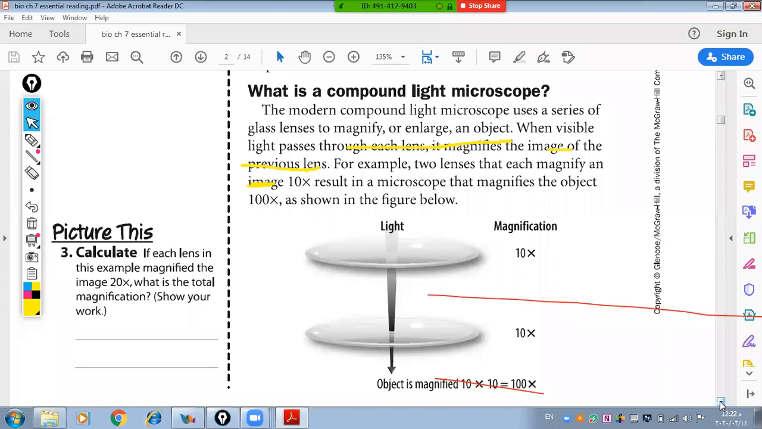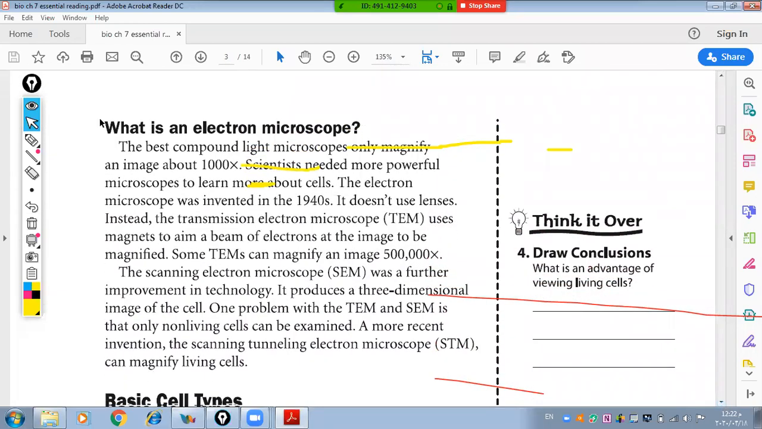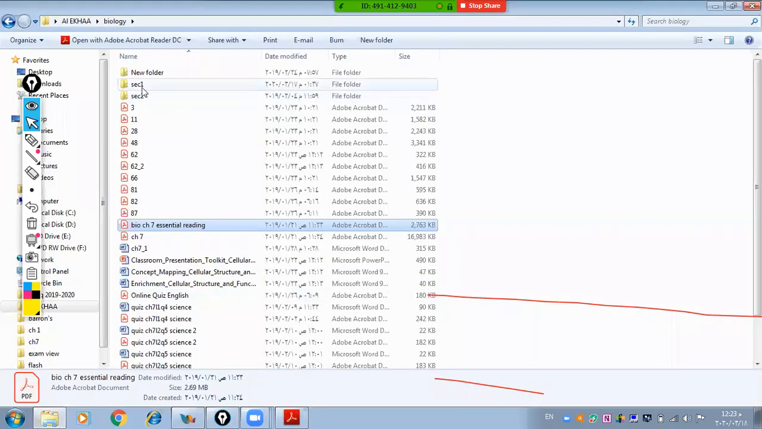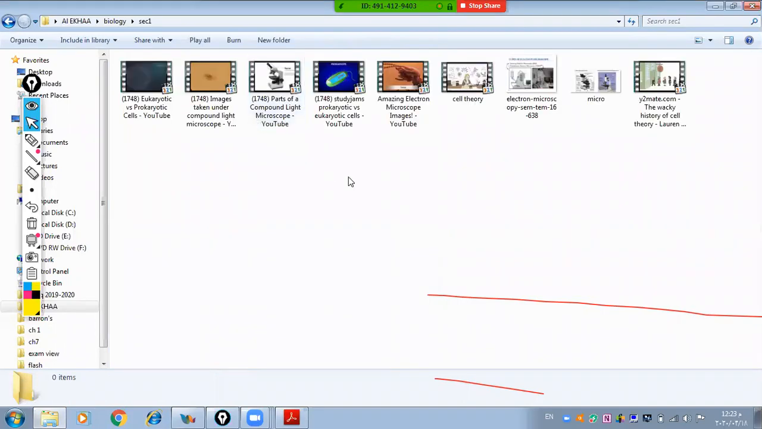Okay. So does everyone have any question about the light compound microscope? Okay. Now move to the electron microscope. But before we start the electron microscope, I will show you a video about different images that were taken by a light microscope.